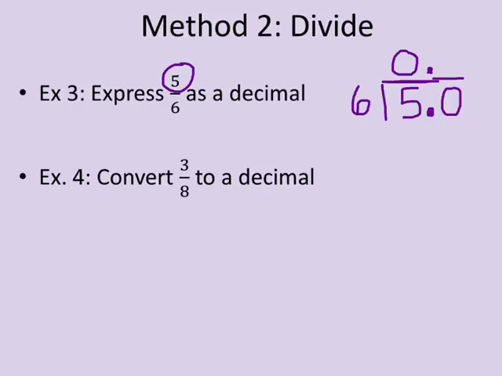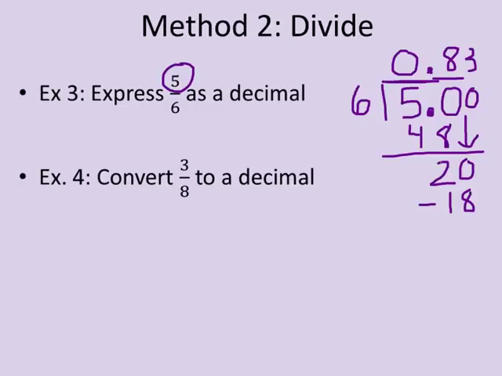So can 6 go into 50? Well, yes, 6 can go into 50. 6 times 8 is 48. We have a remainder of 2. Now I don't just leave it there. I have to continue on, so I'm going to bring down a 0. Now can 6 go into 20? Well, yes, 6 times 3 is 18. Still have a remainder of 2 there.